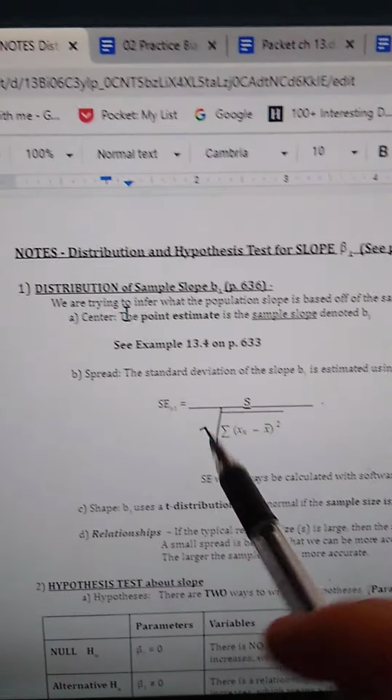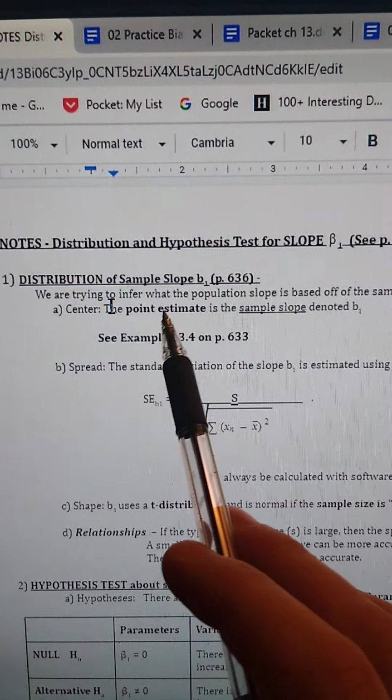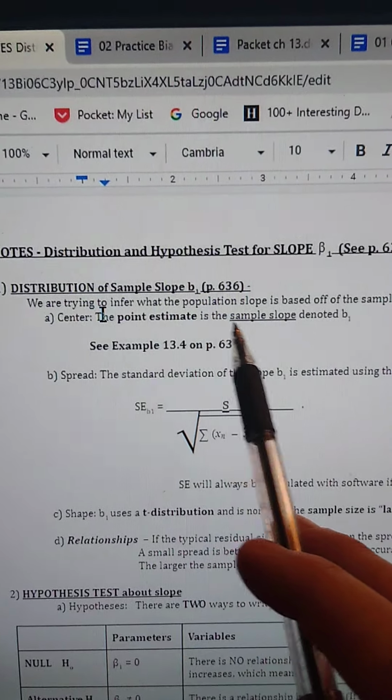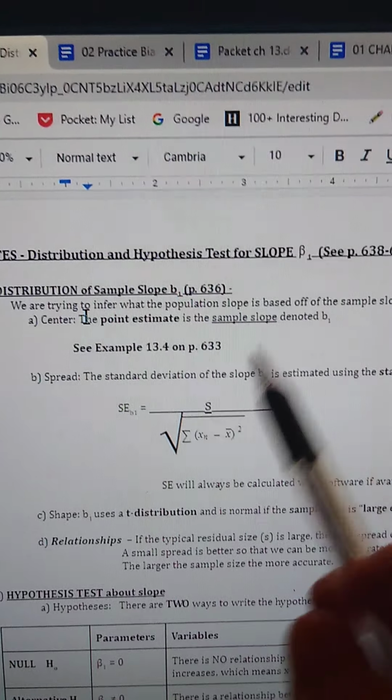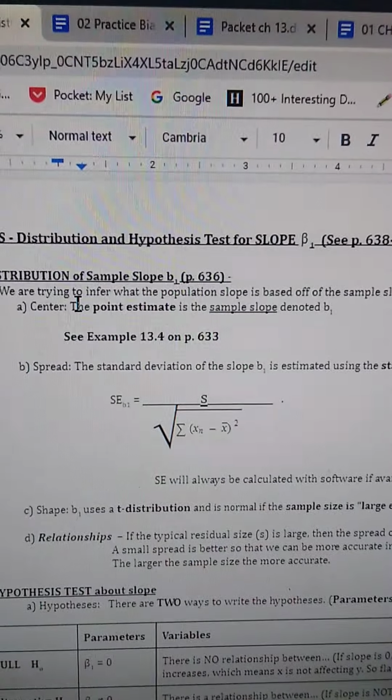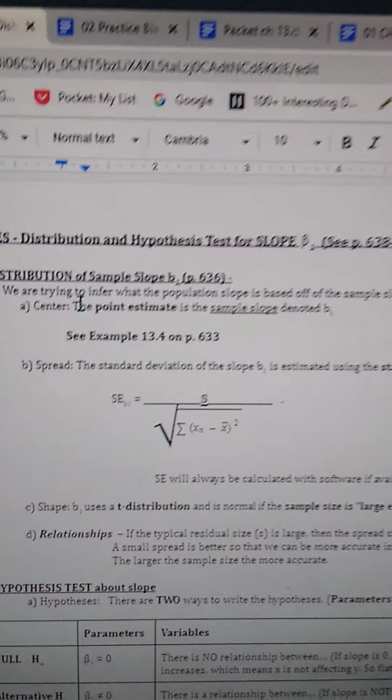And we are going to start with the center. Center of the distribution will be the point estimate as always, and that is the sample slope, denoted B sub 1. And if you want to take a look at example 13.4 on page 633, read through that, it would be a good idea. I'm going to do a quick synopsis of it here as well.